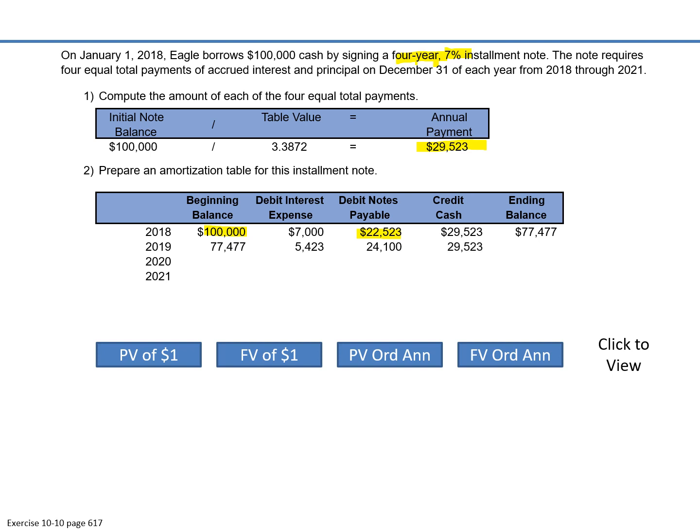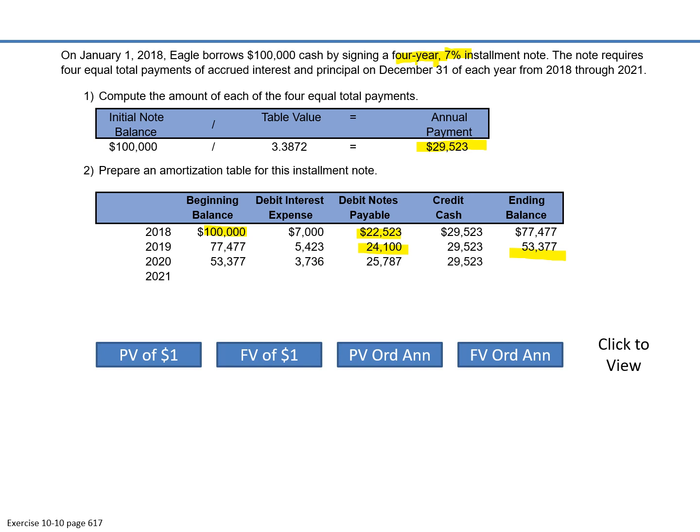Total cash is still going to be $29,523. $77,477 less $24,100, which is the amount being paid to principal, is going to give us an ending balance of $53,377. $53,377 times 7% is $3,736. The difference between our total payment amount of $29,523 and $3,736 means we have a $25,787 reduction in our note payable balance for our principal, right?